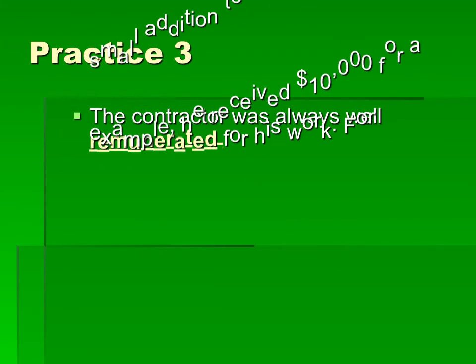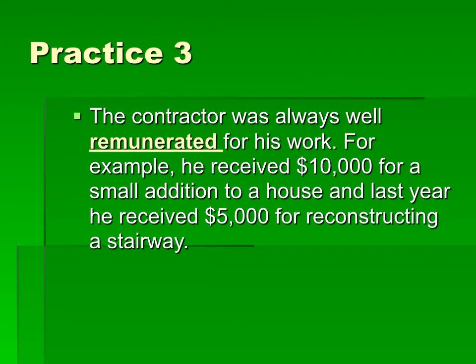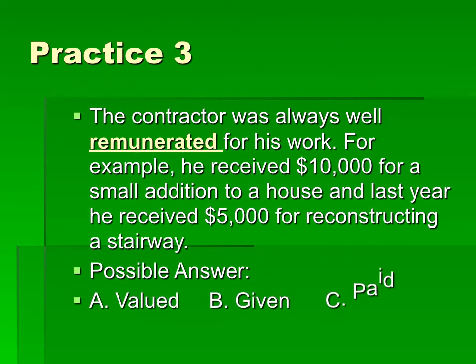Practice number 3. The contractor was always well remunerated for his work. For example, he received $10,000 for a small addition to a house, and last year he received $5,000 for reconstructing a stairway. Remunerated. Write that down for number 3. Does remunerated mean A, valued, B, given, or C, paid?